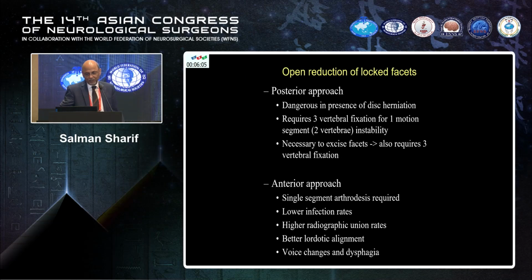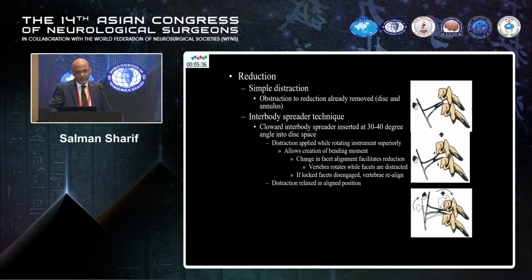Open reduction of locked facets, you could have a posterior approach or an anterior approach. Posterior is dangerous in the presence of disc herniation, that's what we say, but it's very rare. It requires 3 vertebral fixation for one motion, as it's necessary to excise the facets. Whereas anterior is a single segment arthrodesis, with lower infection rate, higher fusion rate, and better lordotic alignment. Voice changes and dysphagia could be there, especially a concern for people whose career depends on that.